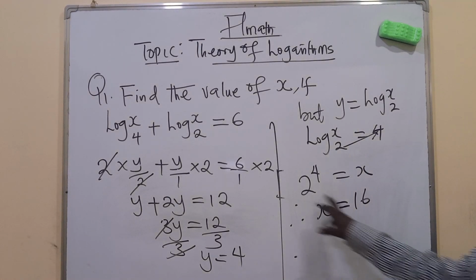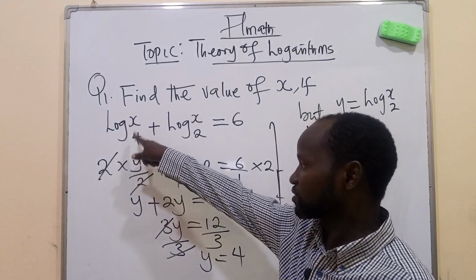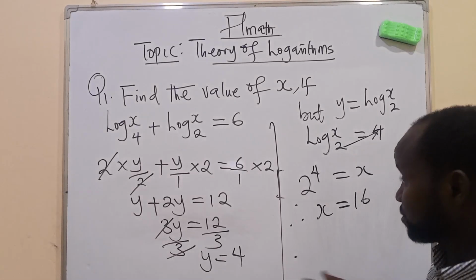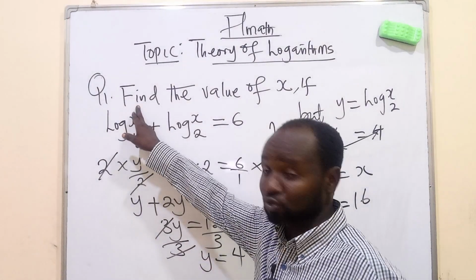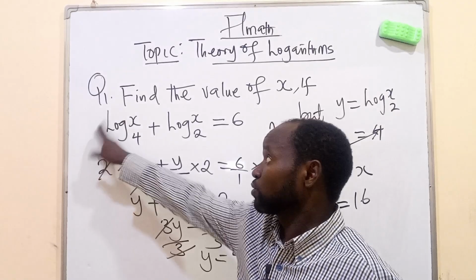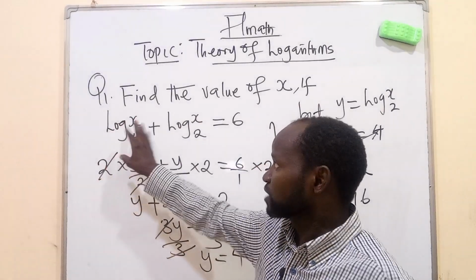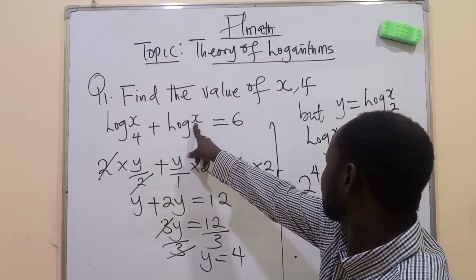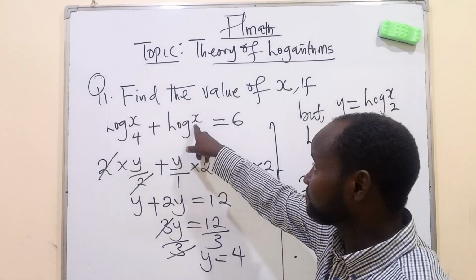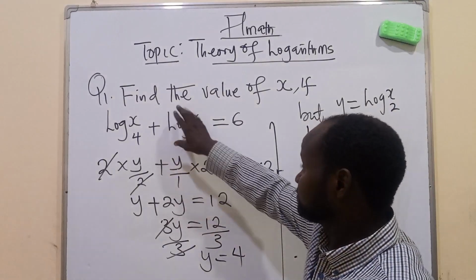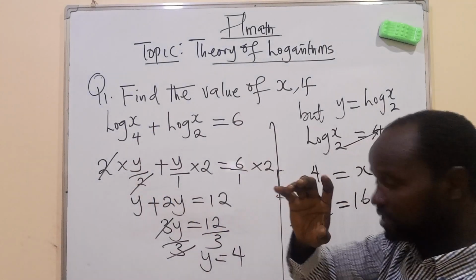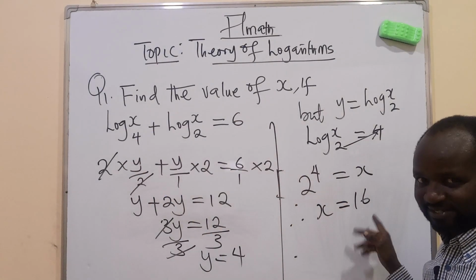What does that mean? If we plug 16 here, log 16 to base 4 is the same thing as what? 2. Why? Because 16 is the same thing as 4 power 2. If we take that 2 backward, log 4 to base 4 is 1. 2 times 1 is 2. We'll have 2 here. Let's plug 16 here. 16 is the same thing as 2 power 4. Bring that 4 backward here, it will be 4 times 1. 4 plus 2 is what? 6. Truly, the value of x is 16.